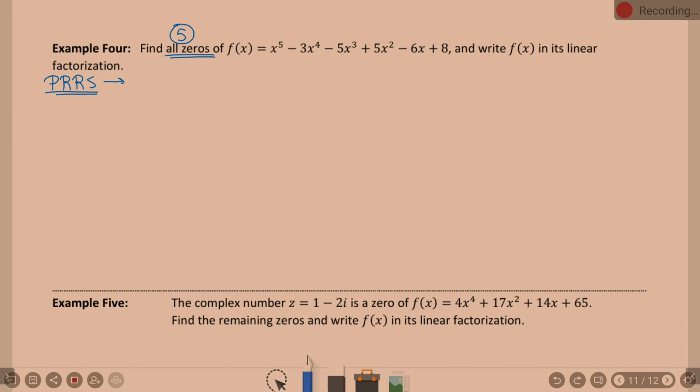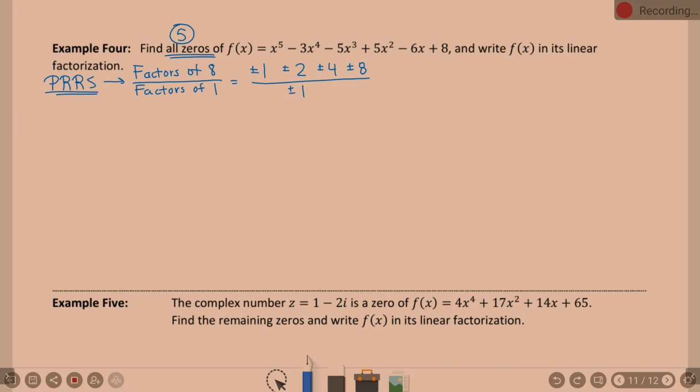Okay, PRRs. Remind me, factors of 8 because it is the constant over factors of 1 because it is the lead coefficient. What are factors of 8? Plus or minus 1, plus or minus 2, plus or minus 4, plus or minus 8. Okay, 1 and 8, 2 and 4, throw in the plus or minuses. Factors of 1? 1 times 1, plus or minus 1.